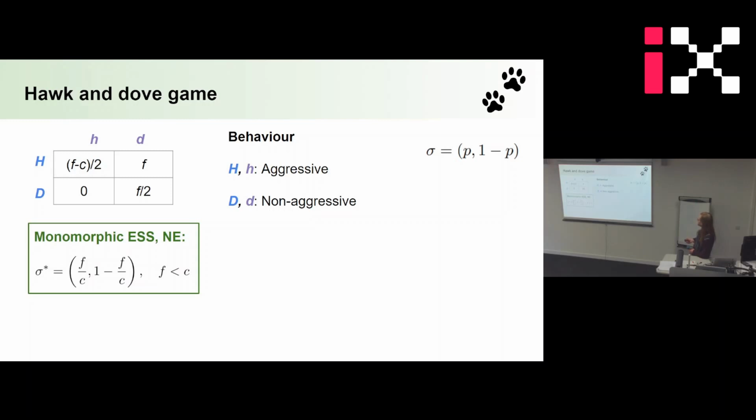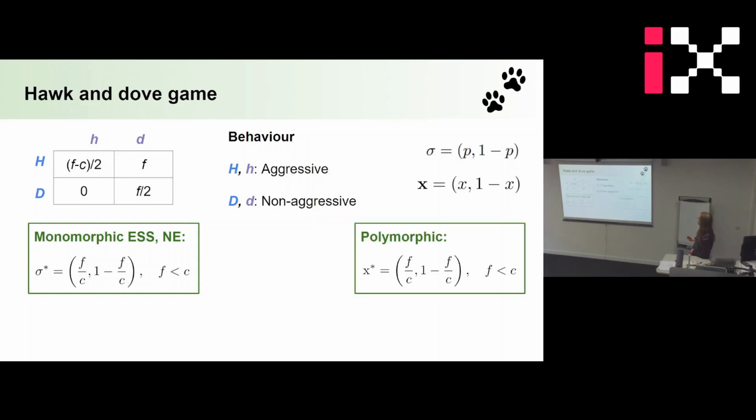Now imagine, instead of asking this, I'm actually thinking about hawks and doves. So I'm thinking about some animals being aggressive and some animals not being aggressive. And so instead of talking about probabilities and strategies, I talk about proportions in a population. So X is the proportion of hawks in the population, and 1 minus X is the proportion of doves. And in that case, you get that the stable solution looks exactly the same.